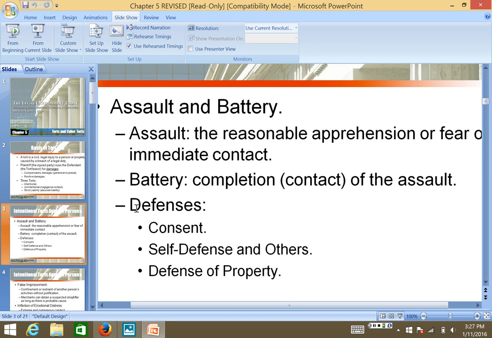Battery, for the most part, the common types of battery are what you would normally think of, a harmful type of touching. Someone beats you up, that is a battery. They hit you in the head with that baseball bat, that is a battery. A battery can also be what is known as an offensive touching. And an offensive touching, generally these type of torts occur during sexual harassment type of cases.